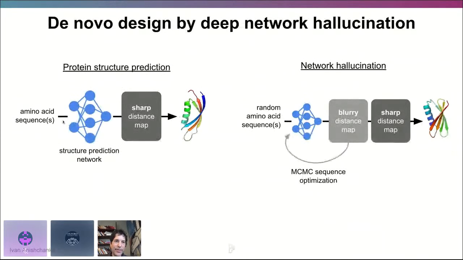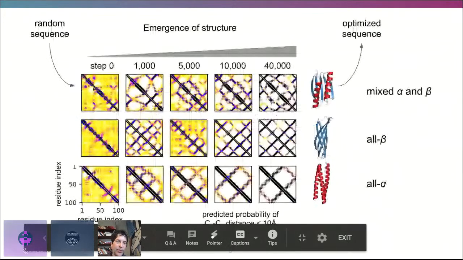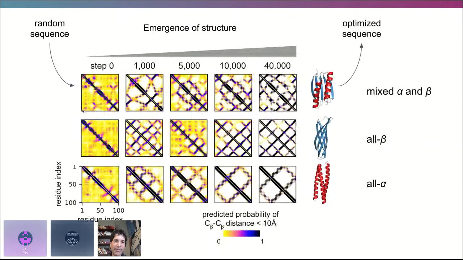So the basic idea is we've been developing these networks for taking amino acid sequences and predicting protein structure. The way they work is they take an amino acid sequence, predict a distance map between all pairs of residues, and then we convert it to a three-dimensional structure. So the network hallucination idea is we can instead start with a completely random sequence, and then, of course, that doesn't really correspond to any particular contact map, but we can then optimize that sequence and evaluate how featured that contact map is, and then generate structures from it. So this is how this works. If we start with a completely random sequence, this is a contact map, residue by residue.